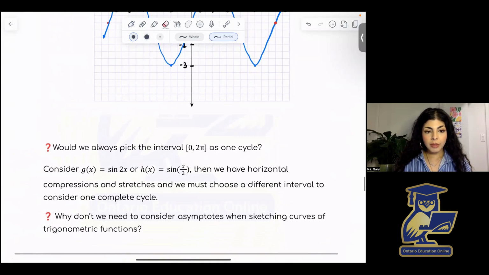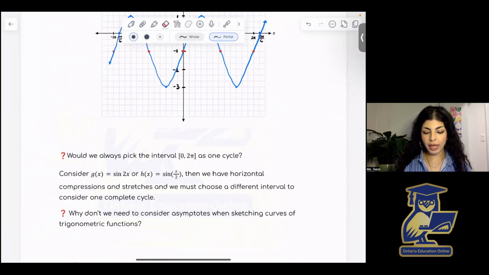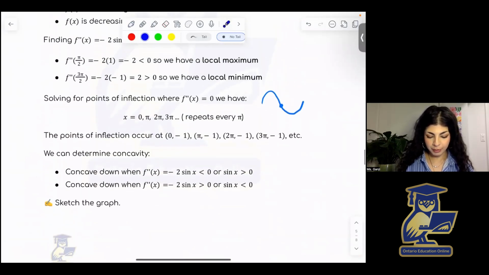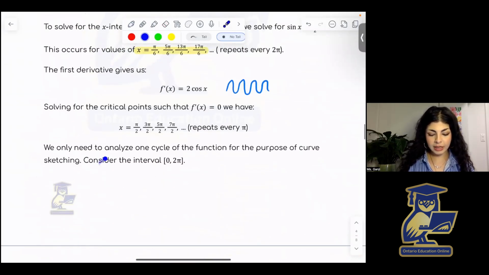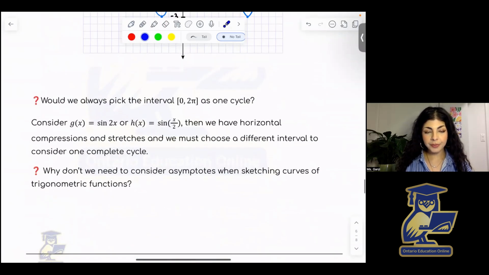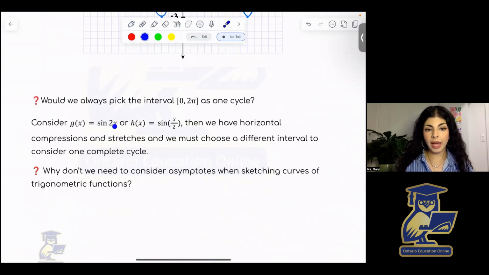So just a couple of questions to end you off with. Would we always pick the interval 0 to pi as one cycle, just the way I did here? If you remember, over here I said consider the closed interval 0 to pi, and is that always the case? I want you specifically to consider sine of 2x or sine of x over 2.